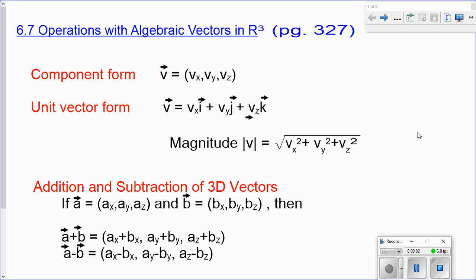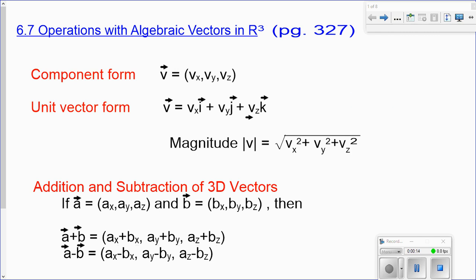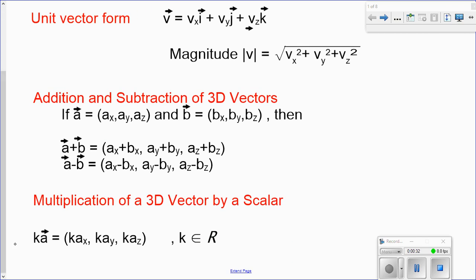All right, section 6.7, operations of algebraic vectors in three space. It starts on page 327. Just a really quick review of all the basic operations you've been working with for vectors in two space. We've talked about three space quite a bit, informally and formally, and it just involves that third component, not a big deal. The component form, the unit vector form, the magnitude, the addition and subtraction of 3D vectors, multiplication of 3D vectors by a scalar is all just what you think it would be.